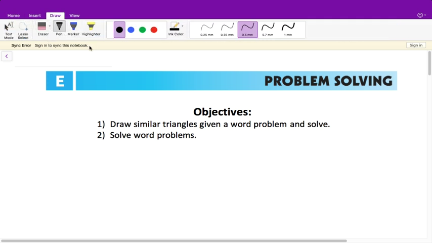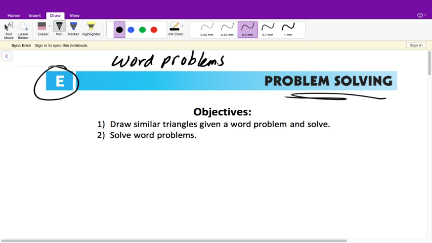All right, so we're moving on to the last section of this chapter, and that is section E, and it's going to be problem solving. This is going to be dealing with word problems. I will already have an image drawn for you, but it'll be some kind of real-life application for this.